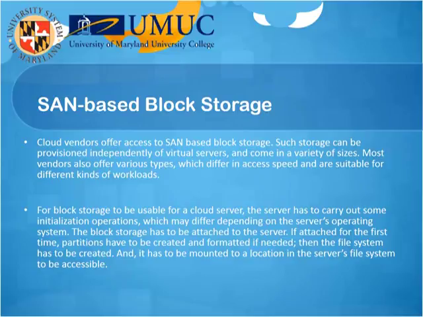For block storage to be usable for a cloud server, the server has to carry out some initialization operations, which may differ depending on the server's operating system. The block storage has to be attached to the server. If attached for the first time, partitions have to be created and formatted if needed. Then the file system has to be created, and it has to be mounted to a location in the server's file system to be accessible.